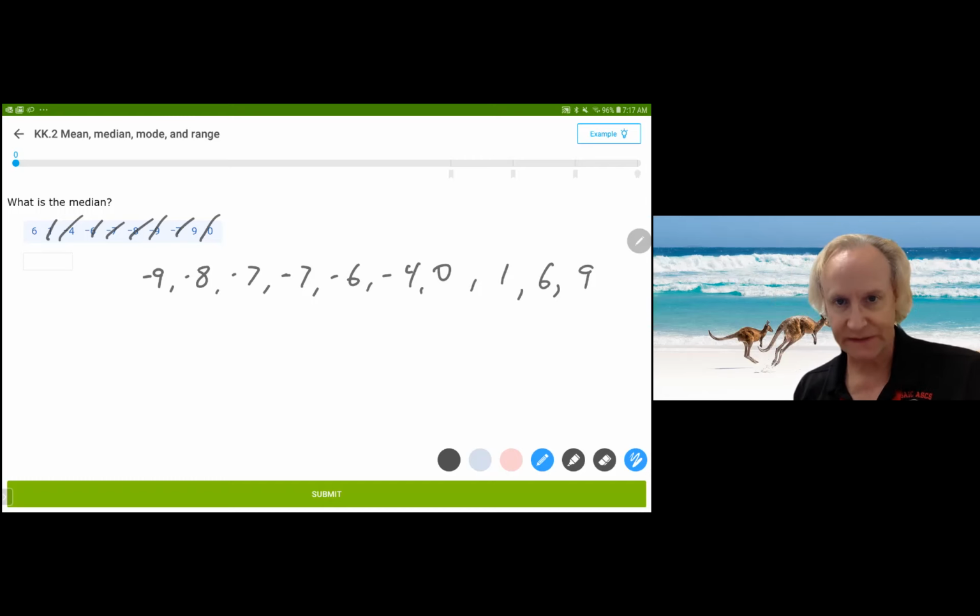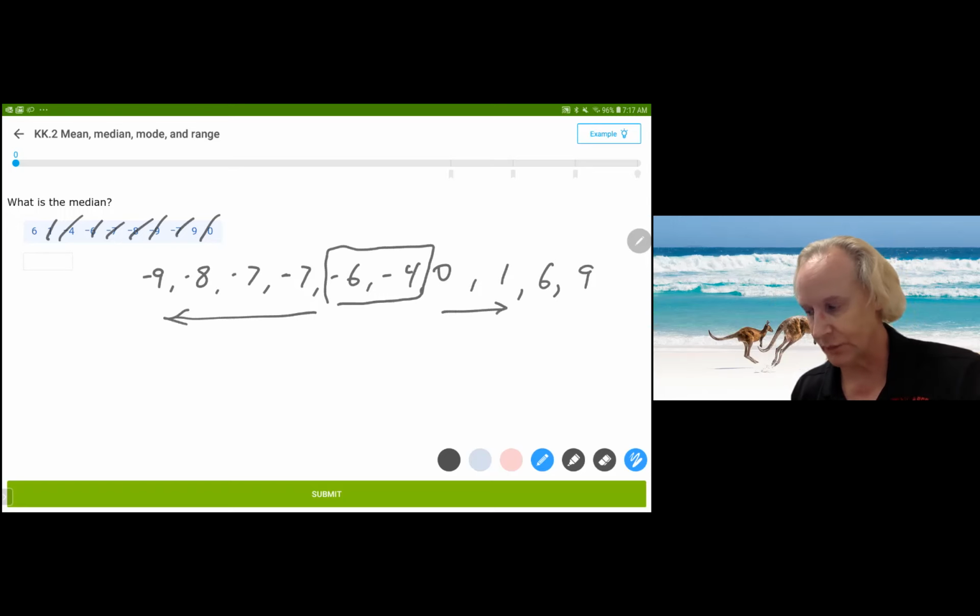What's interesting about this data set is that they gave us 2 in the center. Notice that there is 4 this way, and there are 4 this way. And these 2 are in the center of my data set. I'm going to double check and count. I have 1, 2, 3, 4, 5, 6, 7, 8, 9, 10. Whenever you have an even number in your data set, you're going to have 2 in the middle. The median is the number that is between -4 and -6, which happens to be -5.